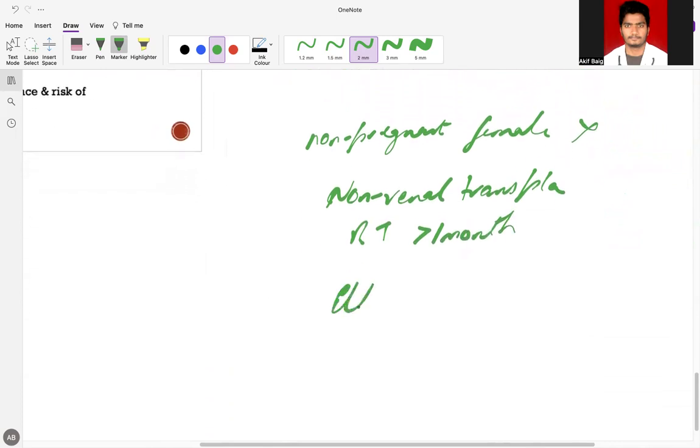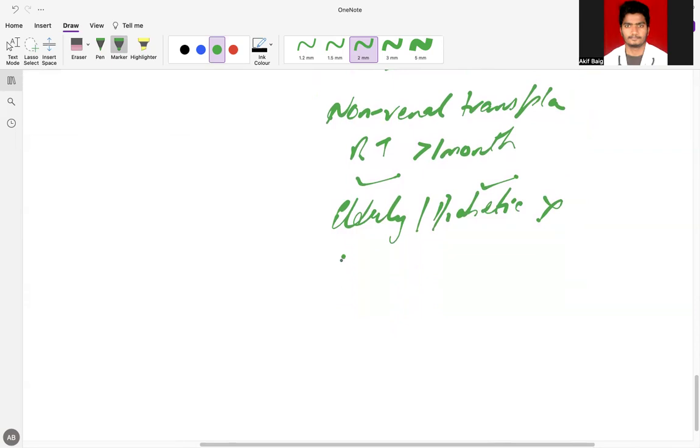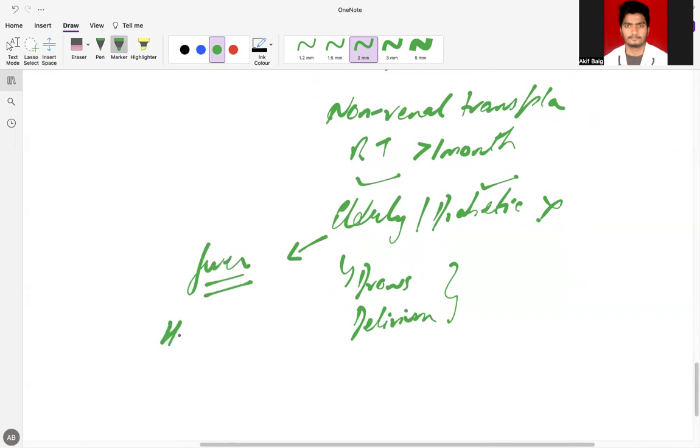Also in elderly patients or diabetic patients without any symptoms, you do not treat this, even if there is diabetes or the patient is elderly. Even if an elderly patient has drowsiness or delirium, there is no indication for treatment. Treatment should be given only when the patient has a fever with asymptomatic bacteriuria or hemodynamic instability, meaning the blood pressure is dropping or something like that. If that is there, then only you need to treat it.